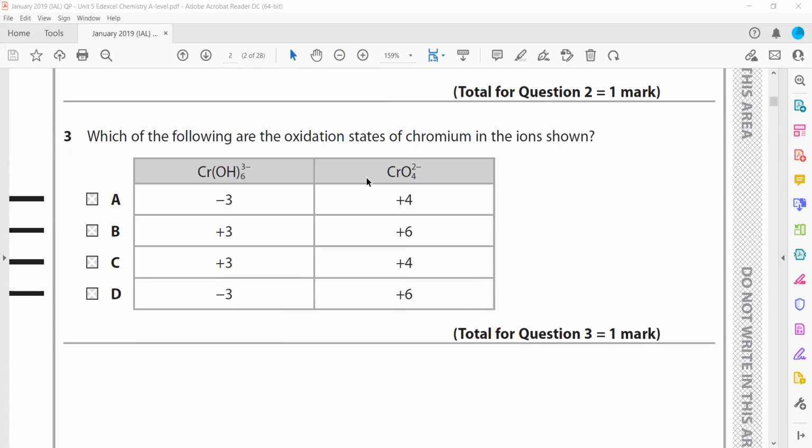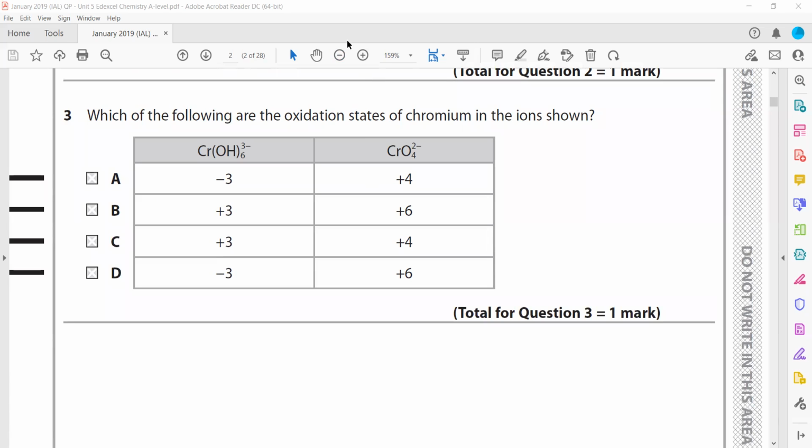Which of the following are the oxidation states of chromium in the ions shown? So chromium hydroxide with the overall charge of 3 minus. Each hydroxide is -1, so 6 will be -6. So chromium should be +3, so that the net will be minus 3. And the chromate ion CrO4, each oxygen is -2, so 4 oxygens will be -8. So chromium should be +6, so that the net charge will be 2 minus. So the first one, the chromium is +3, and the second one is +6. So B should be the right answer.